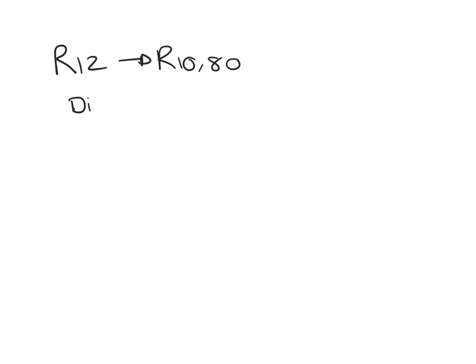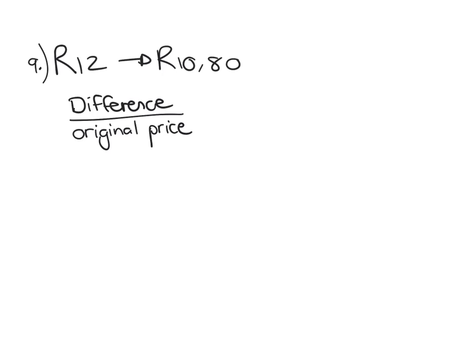You always do the difference over, sorry, yes, this is number 9. You do the difference over the original price, the price it was first. And you get that answer as a fraction. And you then turn that fraction into a fraction out of 100, which will then be a percentage. Okay, that was my tip that I put on the board for you.